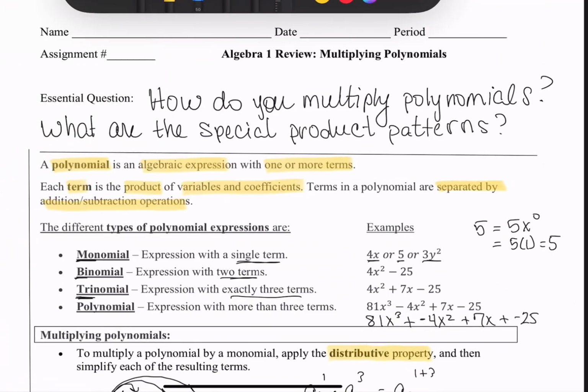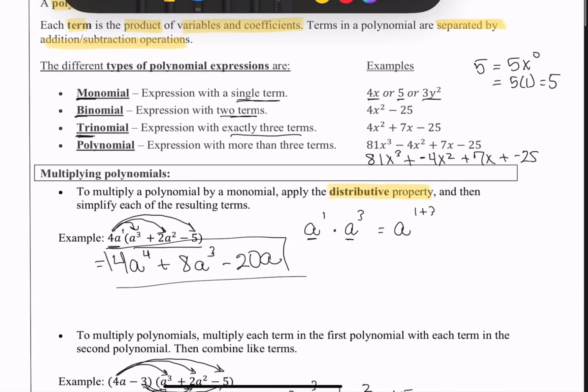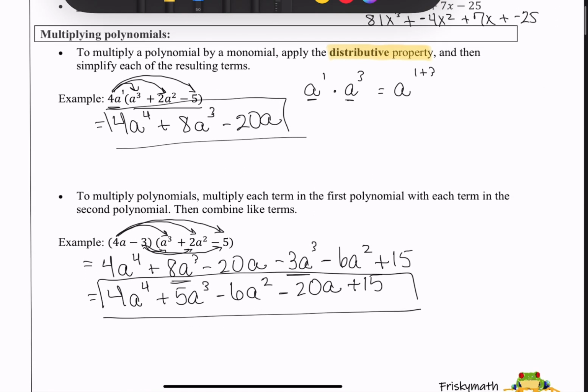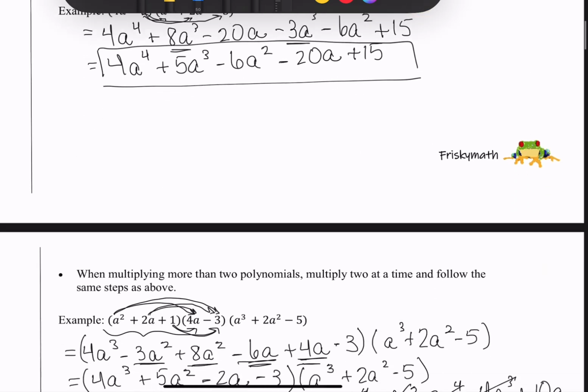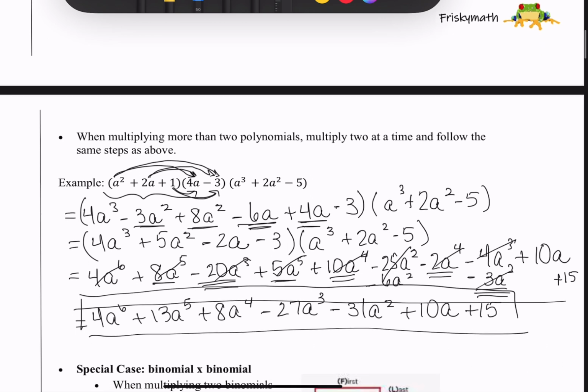In this video, we're going to continue multiplying polynomials, and today we'll be able to answer the second essential question. What are the special product patterns? So in our last lesson, we learned the different types of polynomials, and we learned about multiplying any number of polynomials with any number of terms. Basically, we just use the distributive property.